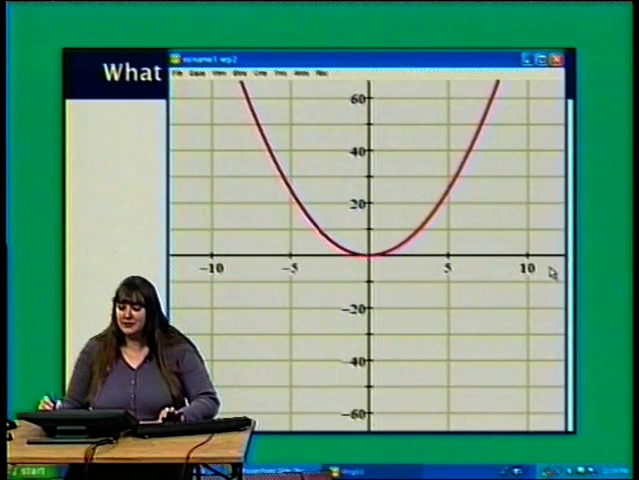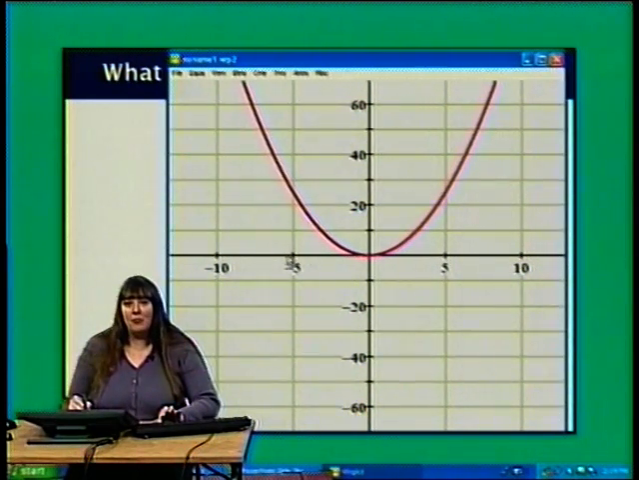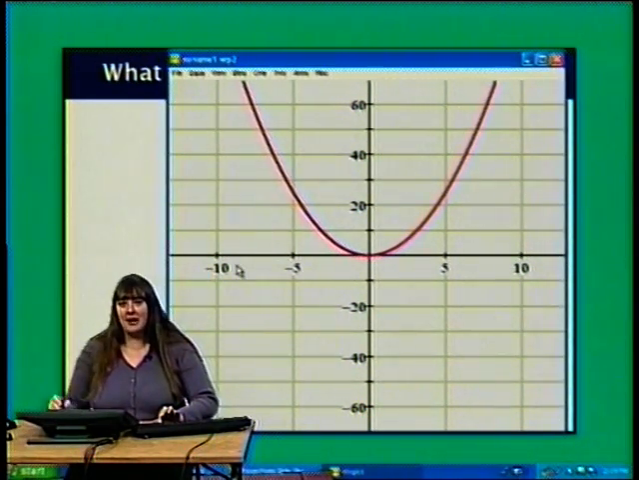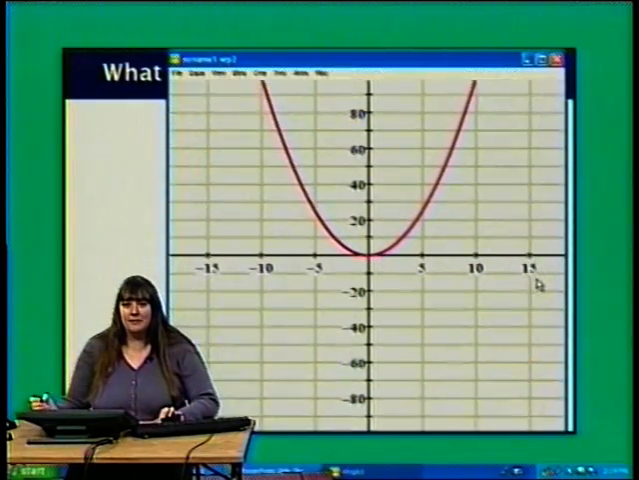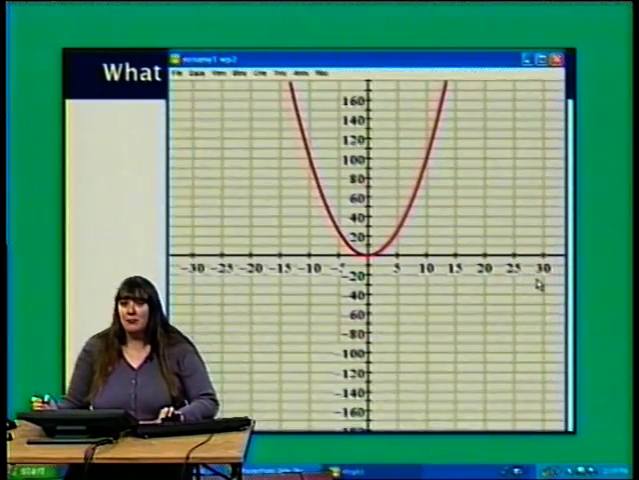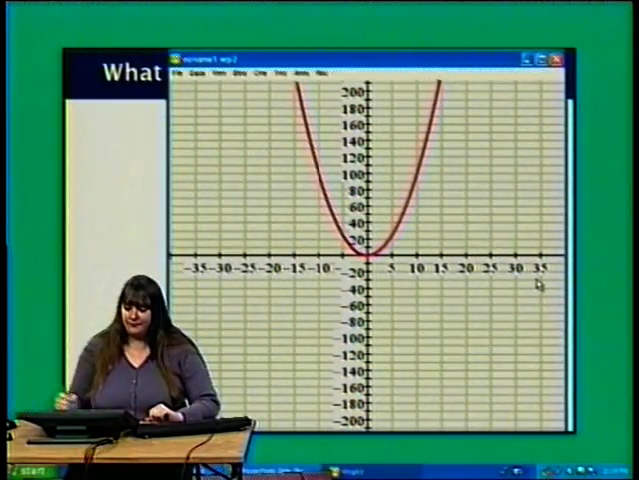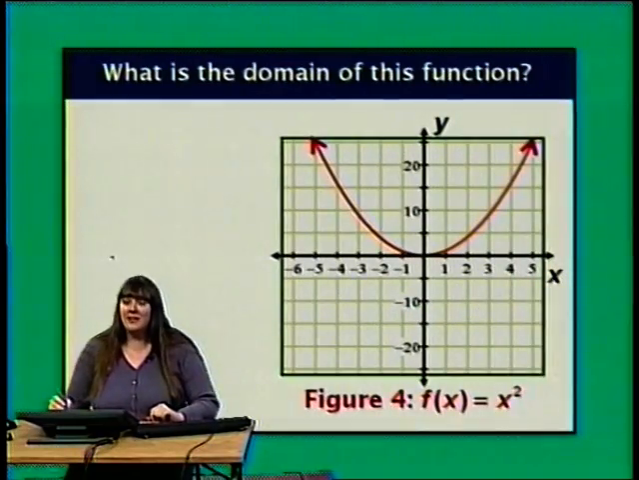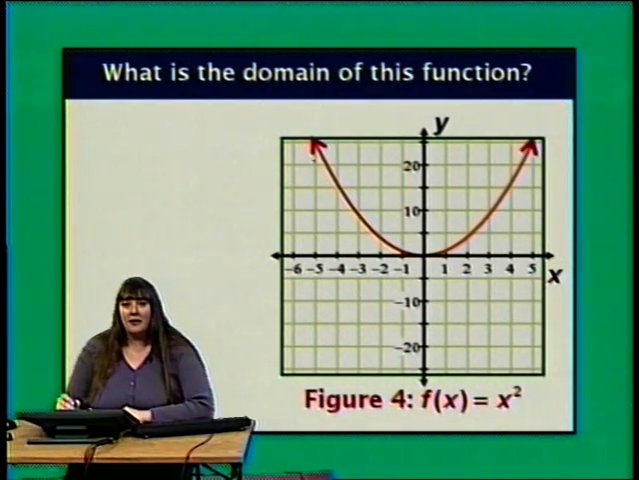Watch the x values. Notice that we're picking up more x values to the left of -5 and more x values to the right of +5. Let's zoom out quite a bit more. See how we're picking up more and more x values? That's what the arrows that we always include when we're drawing our graphs indicate on these parabolas.